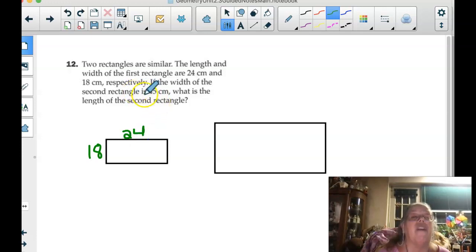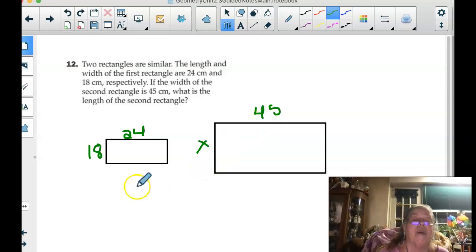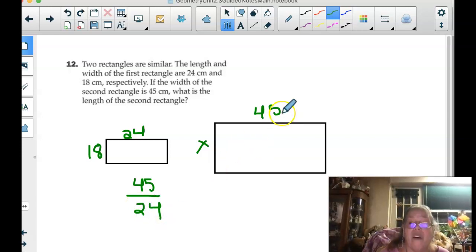Now, if the width of the second rectangle is 45, this guy is 45. What is the length? We don't know that. Set up a proportion. We've done this before. It doesn't really matter, but I'm going to start with the bigger one, the rectangle on the right. 45 divided by 24. Since I started with the 45, I have to start with the x on the other side of the equal sign. It's going to equal x over 18.